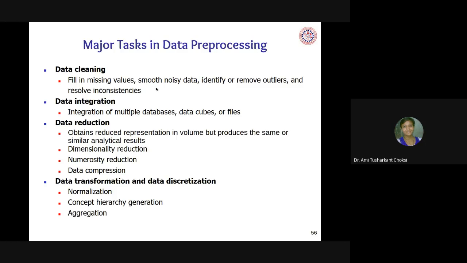Fill in missing values: whatever values are missing, we will fill. How? That we'll see. Smooth the noisy data: the data are noisy, so we have to smooth it. How? We'll see. Identify or remove outliers: data which are not following the normal behavior of the other data will be removed. And resolve inconsistencies. These are the ways to do data cleaning, right?